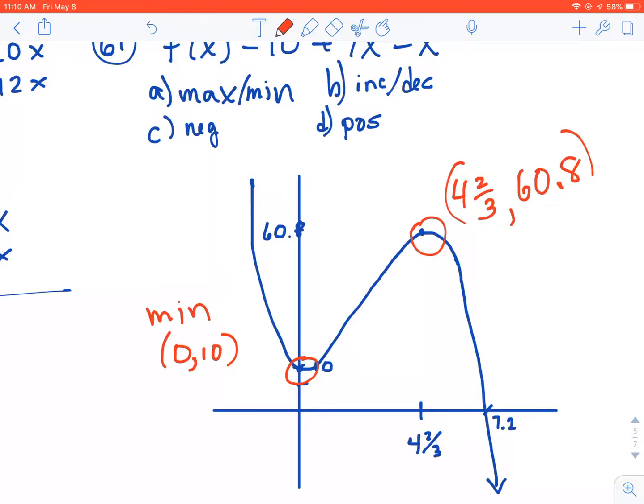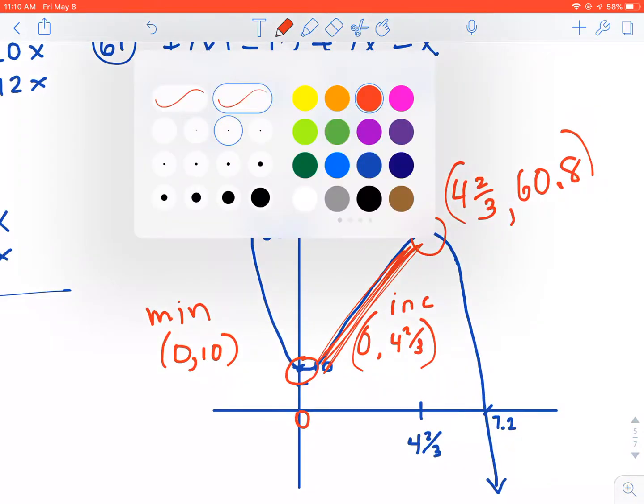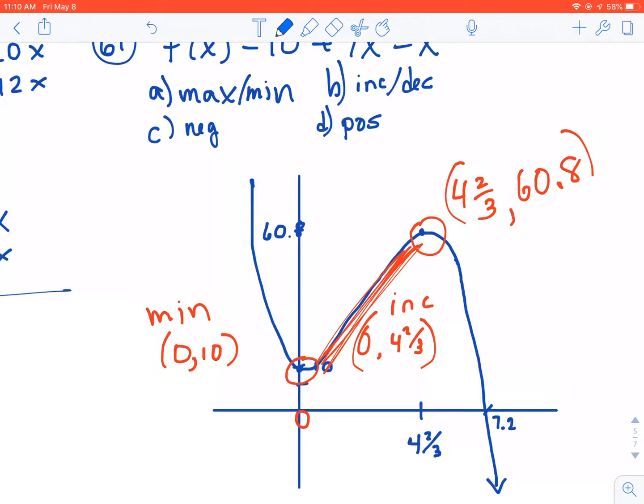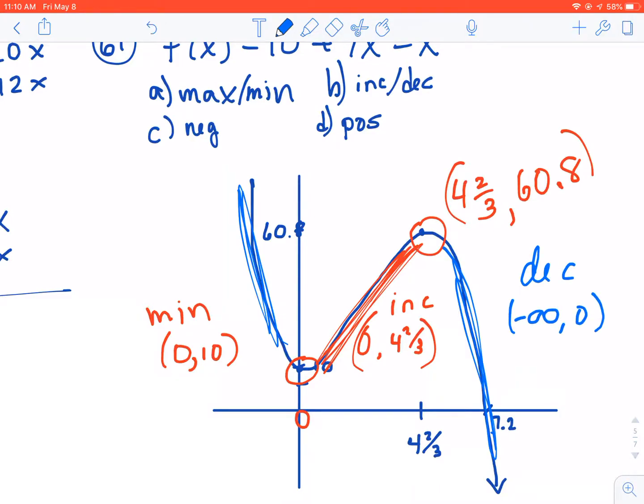Increasing, this is the area that's increasing. Remember, it's all about x's. So increasing is from 0 to 4 2/3. Okay, that's my increasing. I'll change colors here so we can have different colors. Decreasing is this section and this section. So decreasing is from negative infinity to 0 and from 4 2/3 to infinity. Those are decreasing.